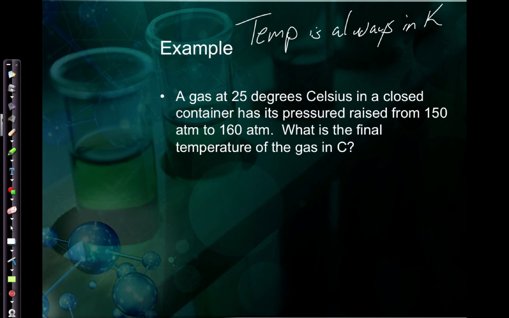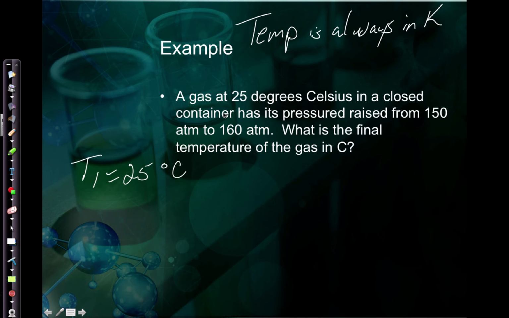All right, so first thing you do, pull out all of the variables. So figure out what was given to you in the problem and what you're looking for. So it says a gas at 25 degrees Celsius. So I have a temperature. And I'm looking for the new temperature, the final temperature. So I have the initial temperature here.